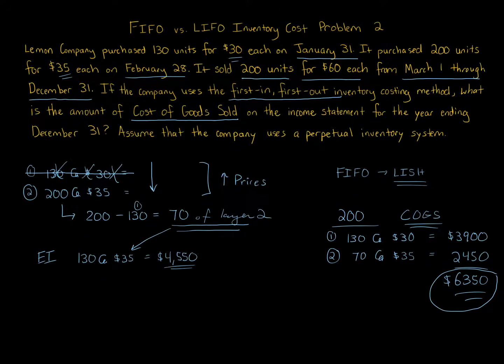That's not the answer to the question. The answer to the question is the cost of goods sold, which, remember, we calculated before as $6,350. That is the cost of goods sold in terms of the inventory that Lemon has sold. So just keep that in mind. Remember, this is FIFO. If you did LIFO, you'd have a different application, a different answer. We went through cost of goods sold, which is what we're asking, but I also wanted to calculate ending inventory to show you how to do that.